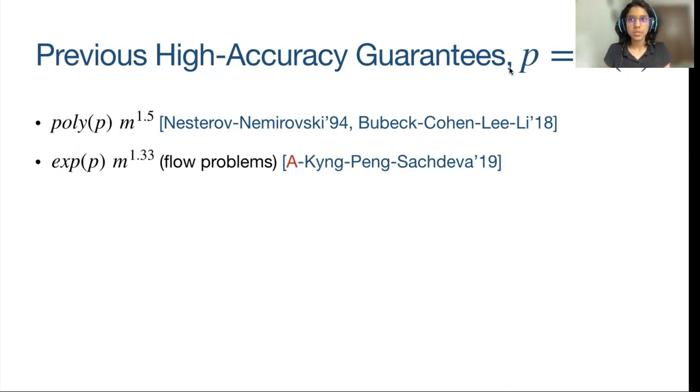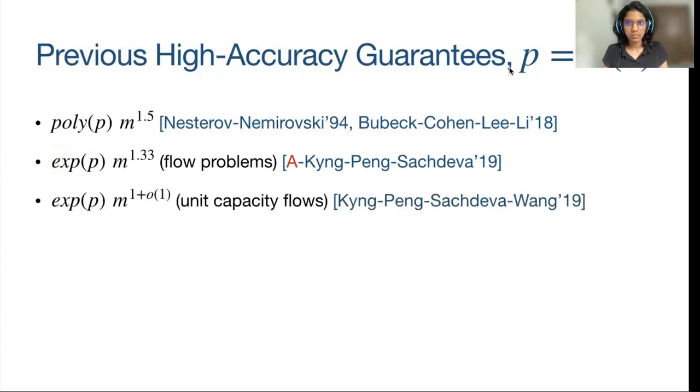So in 2019, we gave an algorithm that breaks the square root m barrier of interior point methods. We use an accelerated multiplicative weight update scheme that requires only m to the 1/3 iterations. Each iteration is again solving a weighted linear system. Although our dependence on P is exponential in P. Building on this, Kyng, Peng, Sachdeva, and Wang gave an algorithm that works in almost linear time, but only for unit capacity flows. Here also the dependence on P is exponential.